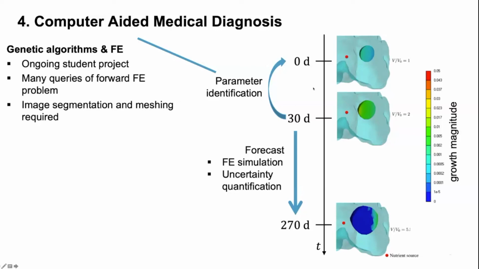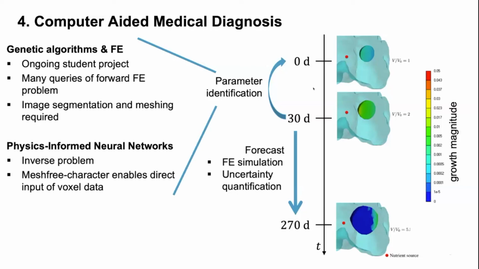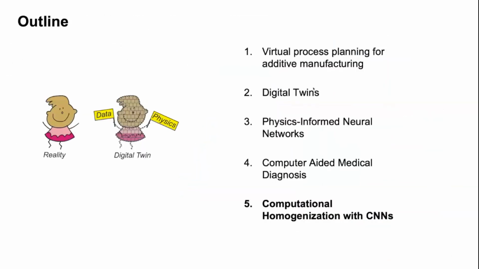The idea here, a future potential application of physics-informed neural networks, would be to apply PINNs as an inverse problem. The benefit would be that we have the mesh-free character, which enables us to directly use the input of voxel data. So this is the idea for future research. And now I want to use physics-informed neural networks to illustrate the potential for inverse problems. There are other possible applications, but this is what we are currently focusing on.